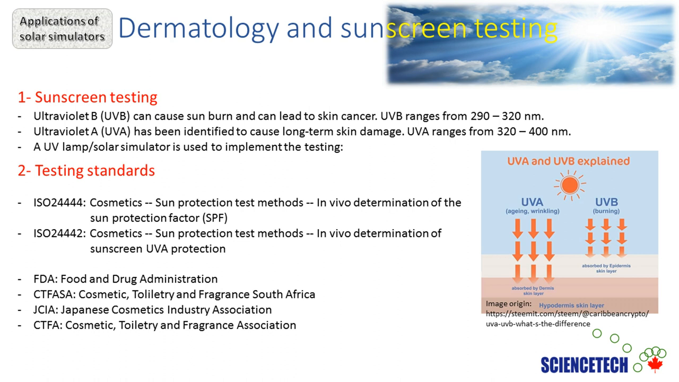The SPF test is usually in vivo and measures the degree of protection against ultraviolet B or UVB, which ranges from 290 to 320 nanometers. UVB exposure to human skin can cause different levels of sunburn and lead to melanoma. However, ultraviolet A or UVA has also been identified to have long-term negative effects on skin, such as premature aging. A broad spectrum protection test can be in vivo or in vitro to test the UVA protection ability of the sunscreen. Various cosmetic standards give the guidelines of how to perform these tests.